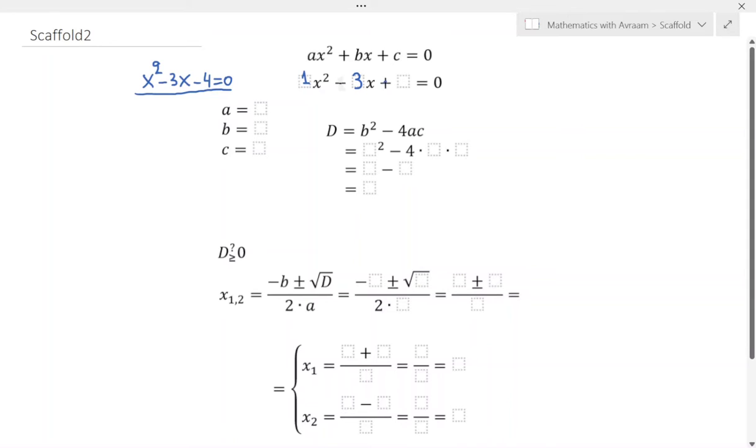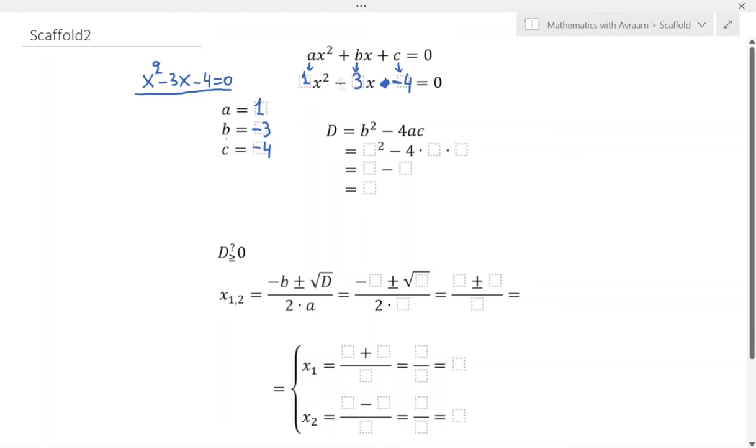Oh, there's a problem here. Let's do something like this. So here we have minus 4. Okay, let's do it. A, b, and c. See, a is 1. B is here, and it's minus 3. And C, that's here, and it's minus 4.